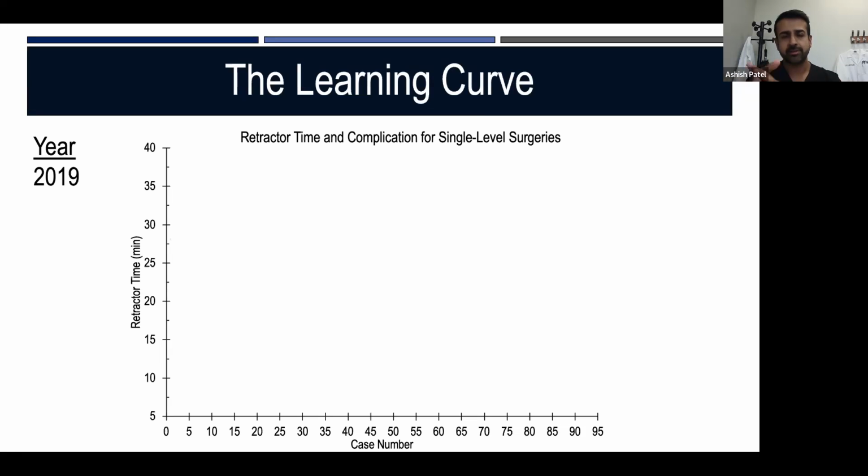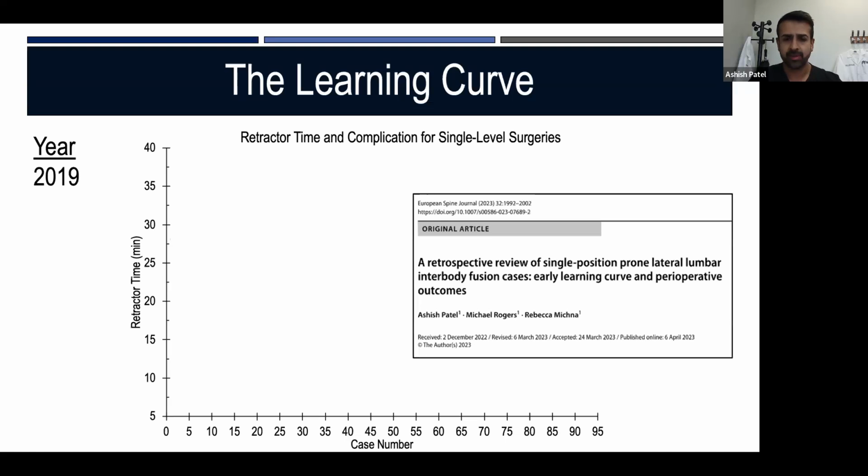And so the journey starts in 2019, and here I want to tell the story through this graph. It's retractor time on the y-axis and the case number on the x-axis. And we published our results, the learning curve, in 2023 in European Spine Journal.